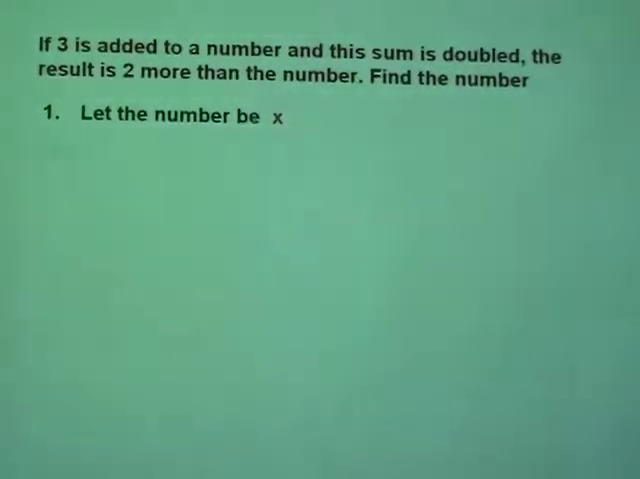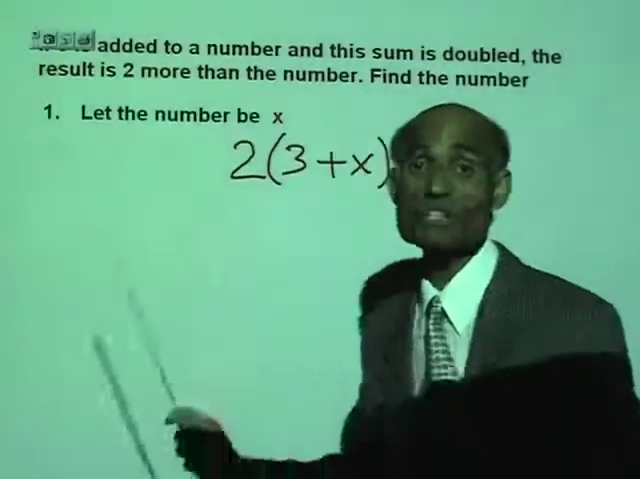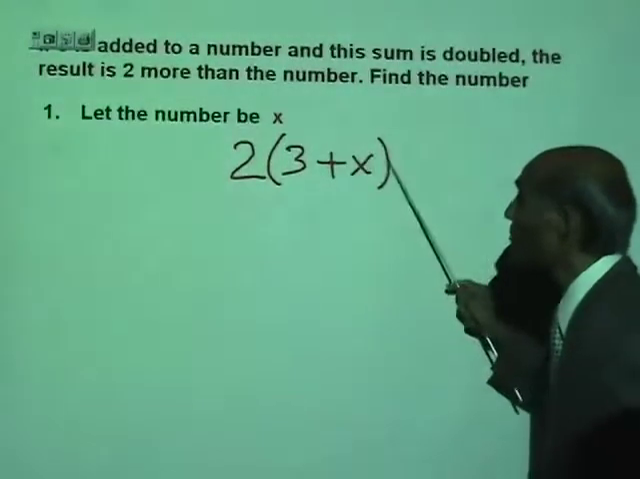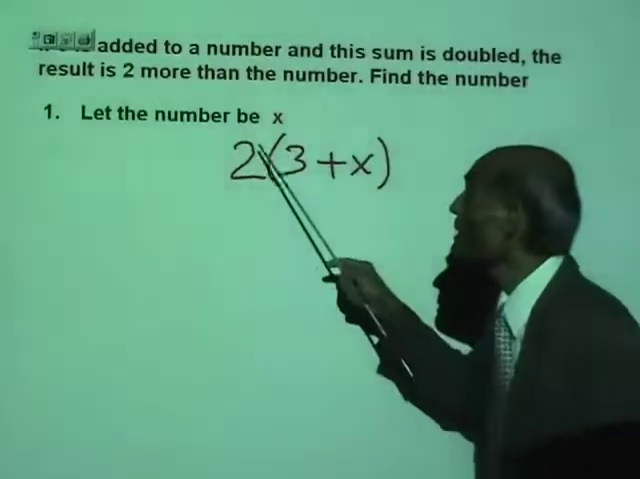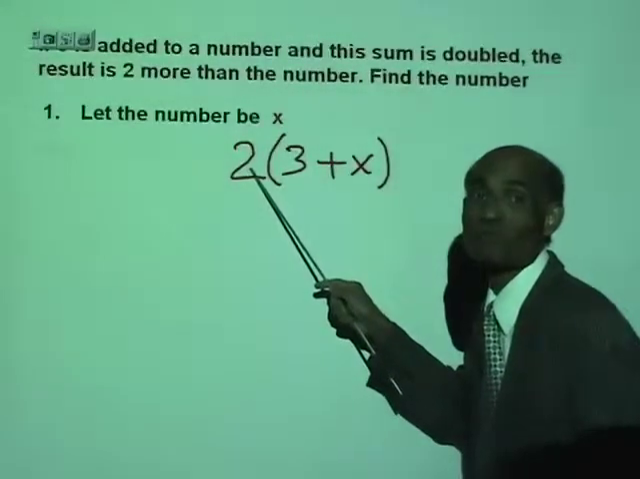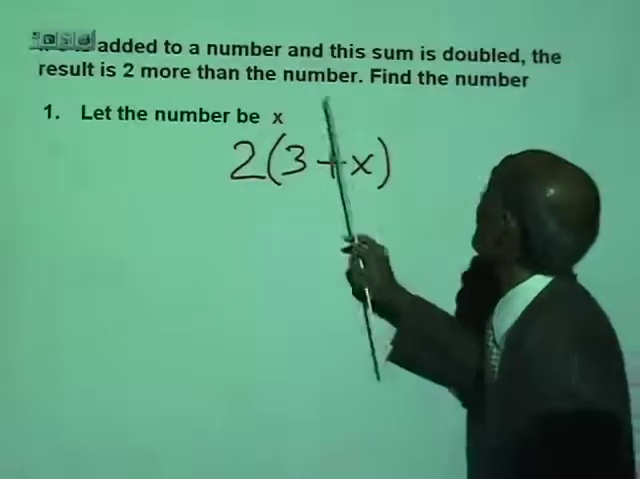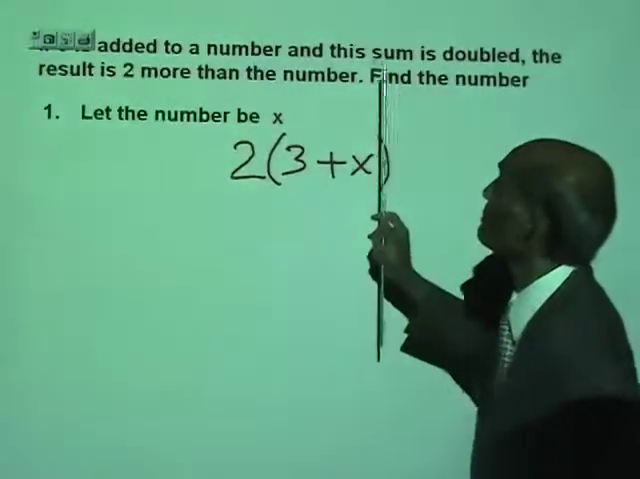Alright, let me write that down for you. The sum of 3 added to a number is 3 plus x. Now look at the way I'm going to double it. Double it, I multiplied by 2. You see, the sum is a quantity. You must put that in a parenthesis. And to double it, you multiply by 2.